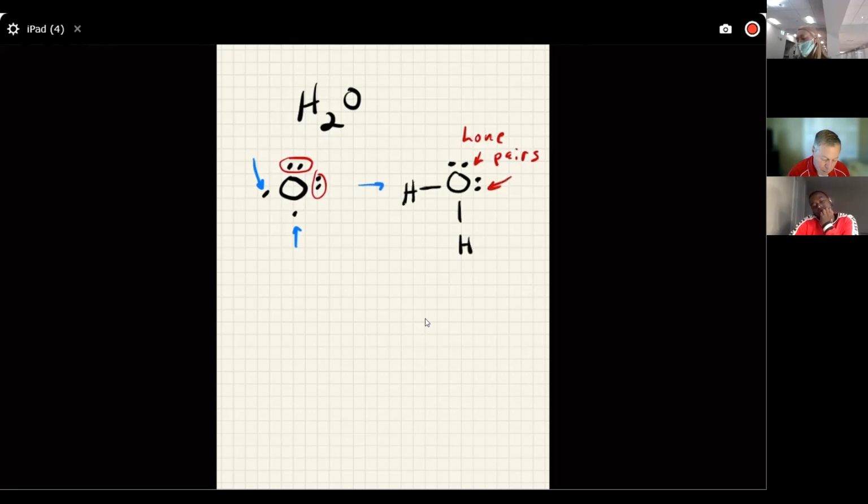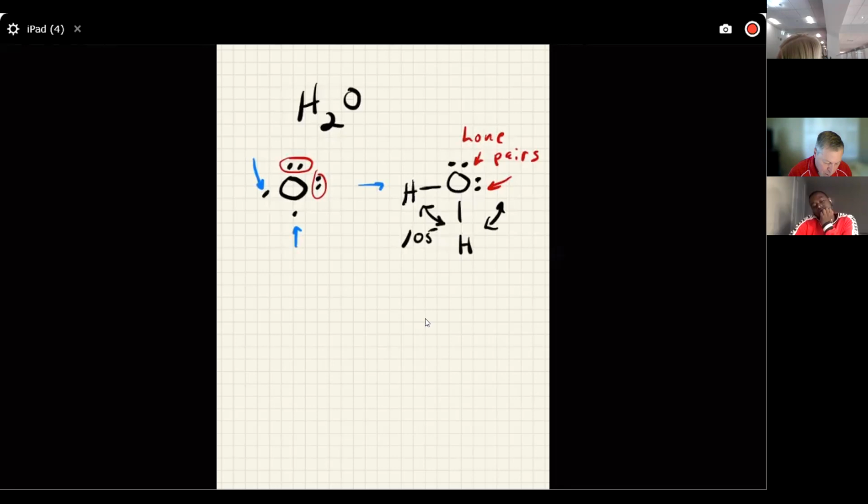Now, again, all these angles should be 109, but they're actually a little bit more compressed. So this angle here should be 109. Remember, it's 4 electron pairs around an atom. That should be tetrahedral. But in this case, it's actually kind of compressed because the lone pairs push down a little bit harder than bonding pairs. So that's why that HOH angle is slightly compressed from 109, okay?